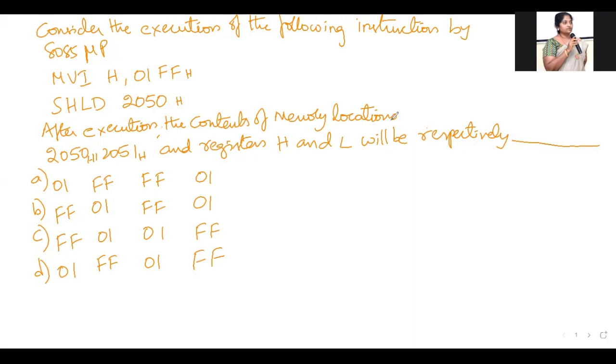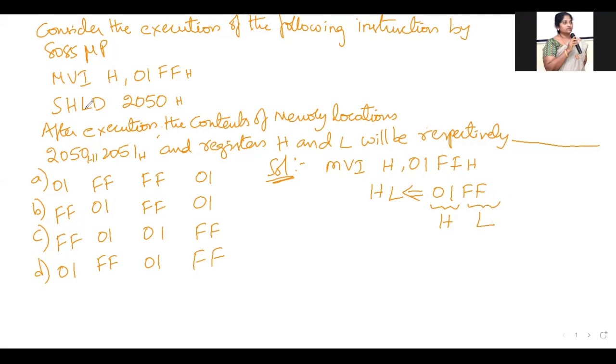So here, the first instruction is with H comma 01FF hexa. What does it mean? It is a 16-bit number. That 16-bit immediate number is transferred to the HL register pair. So the HL register pair is loaded with the 16-bit number 01FF. This is the higher order, this is the lower order. So 01 is loaded into the H register, and FF is loaded into the L register.